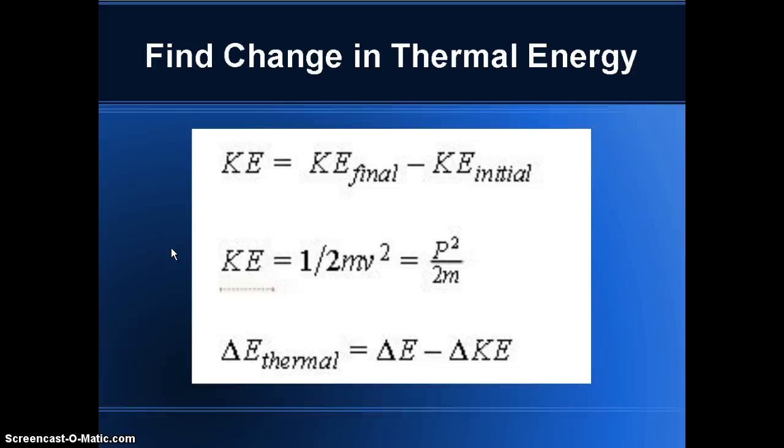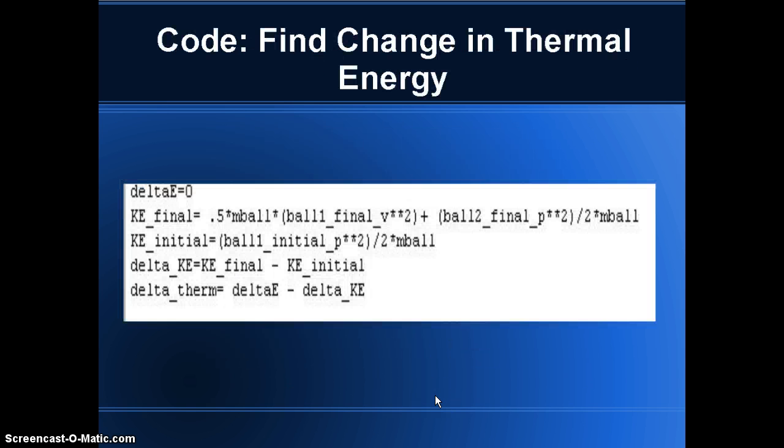It's important to note that the change in thermal energy is equal to the final kinetic energy minus the initial kinetic energy. We have the definition we spoke about before, and we're going to find that the change in thermal energy is equal to the change in energy minus the change in kinetic energy. Now it's important to know right here that we have delta E is equal to 0. There are no other energy sources in this, so we can set that equal to 0.